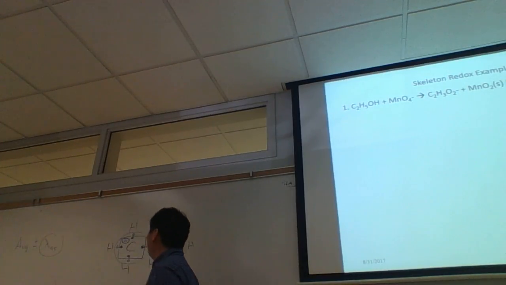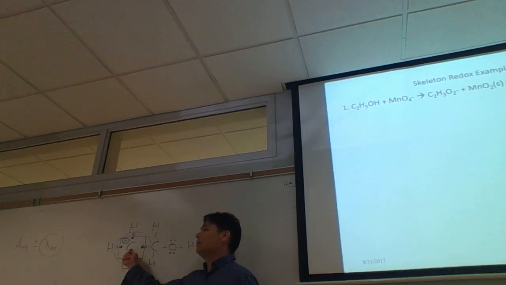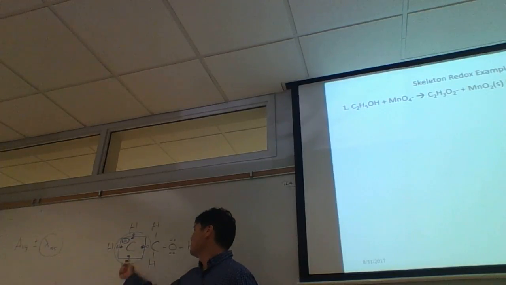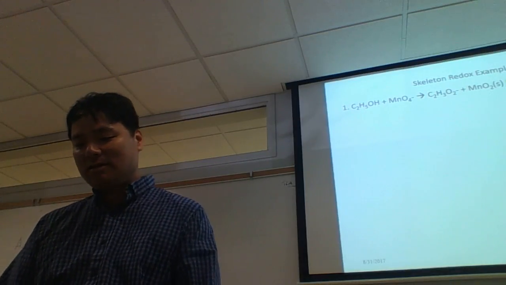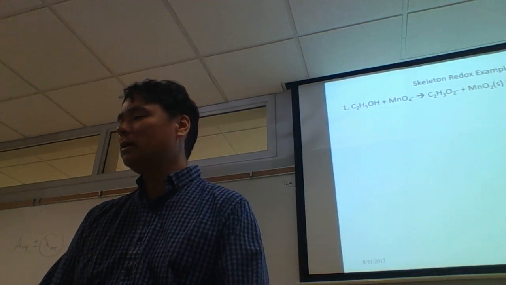Anyway, what is the oxidation state on this carbon? -2? No. Sometimes yes, but not in this case. The oxidation state on this carbon is not -2. Do you know what the oxidation state on this carbon is? -3. The oxidation state on this carbon is -3. How did I figure that out? I could do this in my head because it's not that hard. You could do it in your head too.